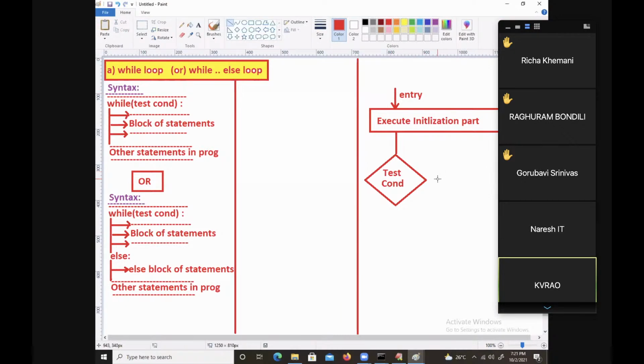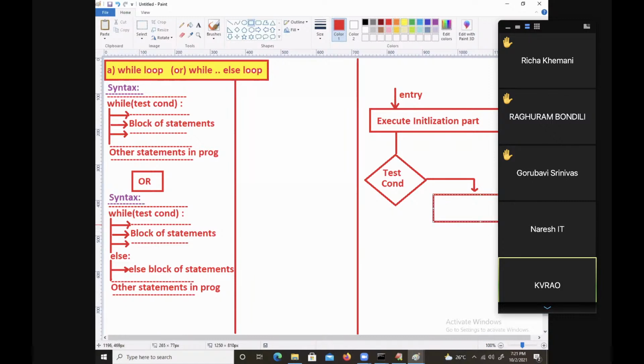True. Once the condition is true, what will happen? Can you tell me what is happening there? It is executing which statements? Execute block of statements. I'll write execute block of statements.